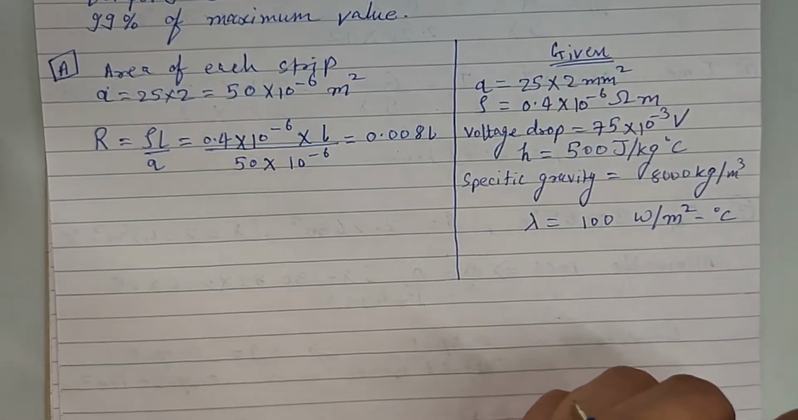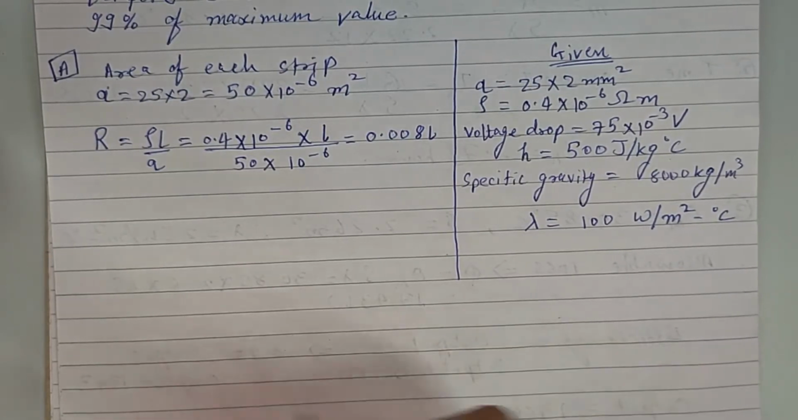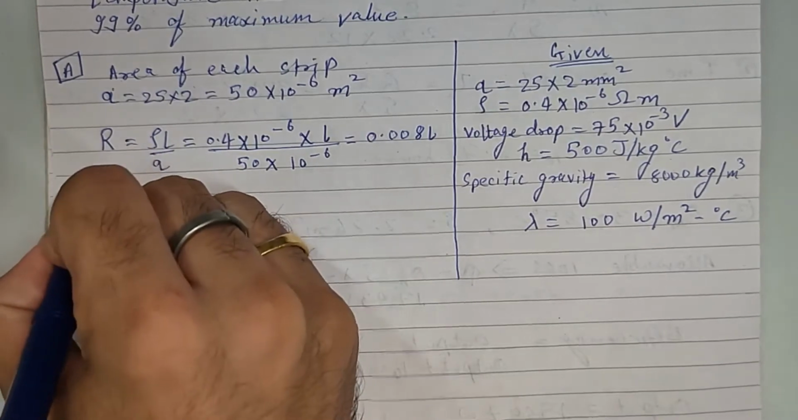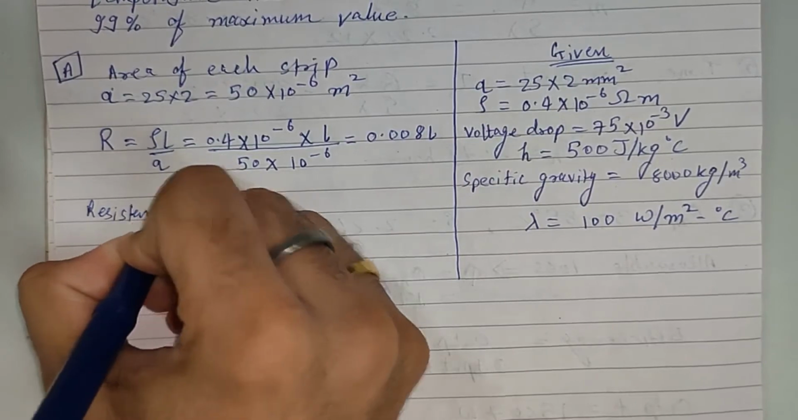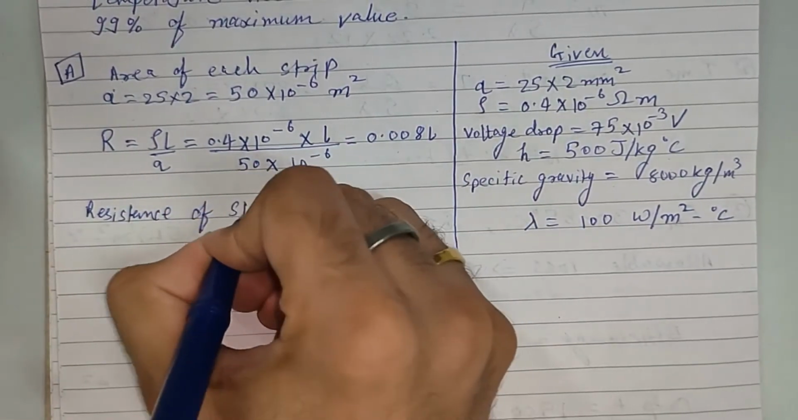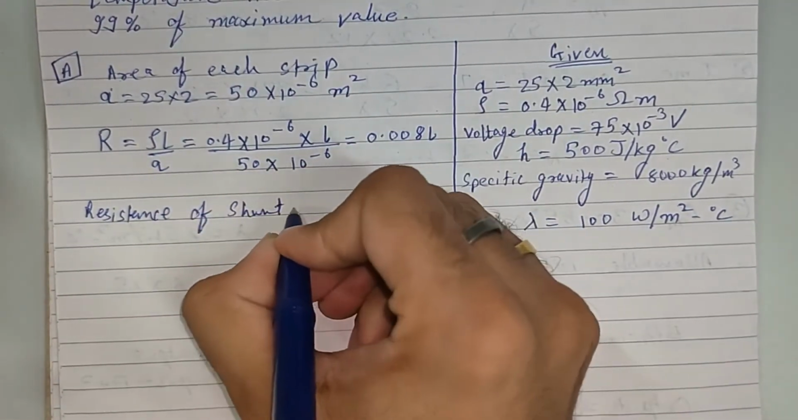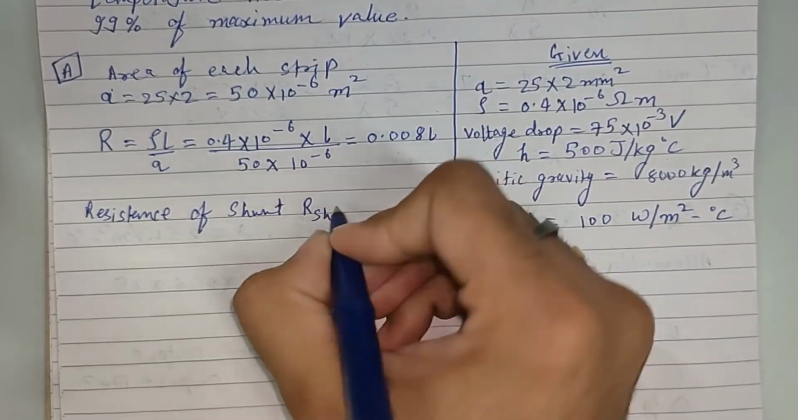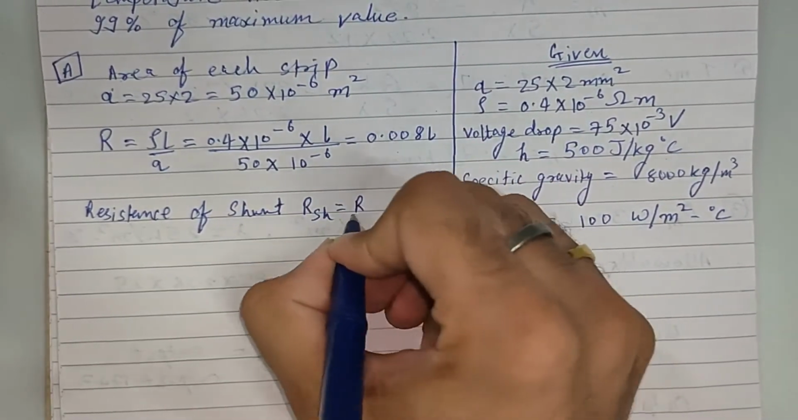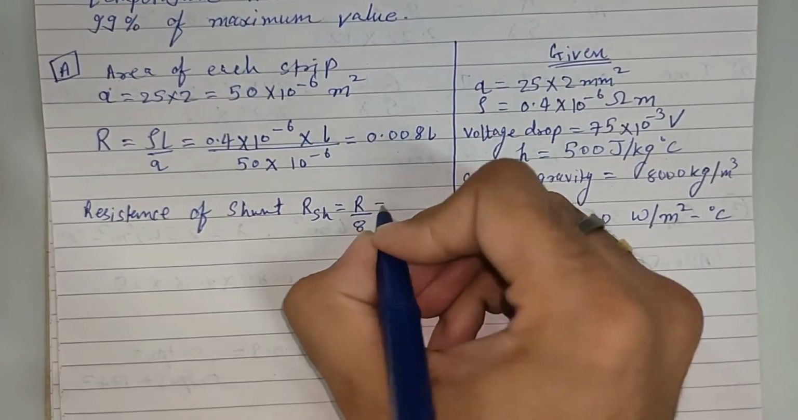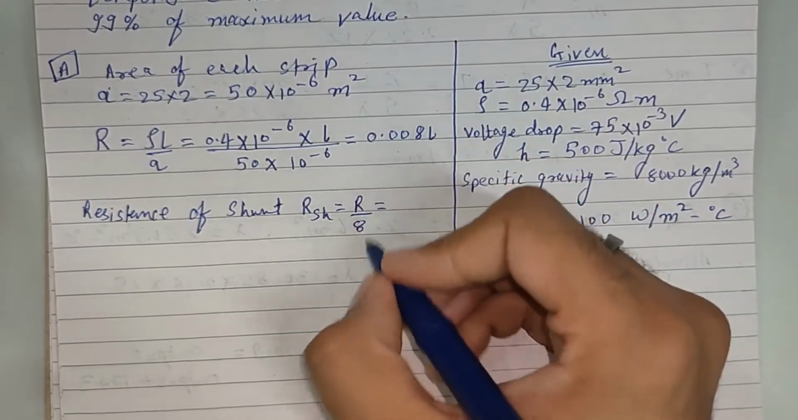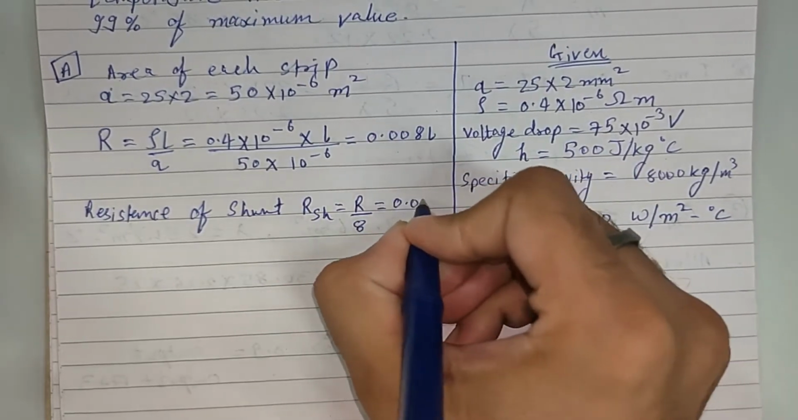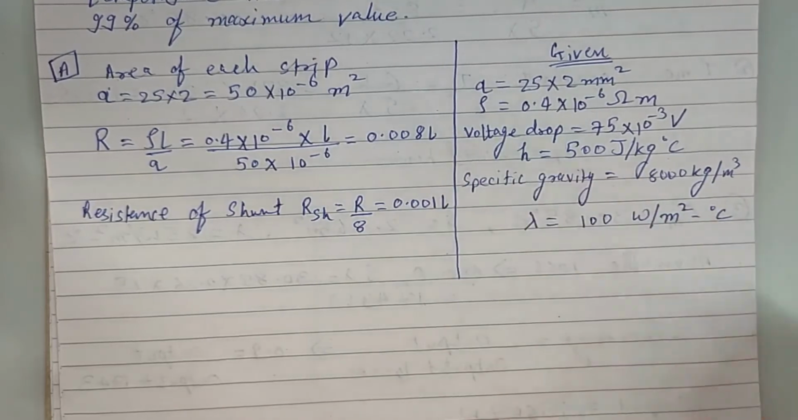Now, since we know that there are 8 strips connected in parallel, the resistance of the shunt, let me represent it as RSH, would be nothing but R upon 8. So that would give me 0.008 L divided by 8, that would give me 0.001 L.